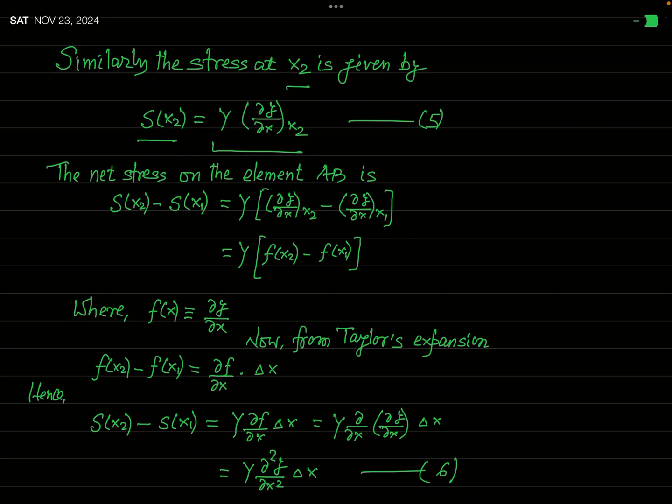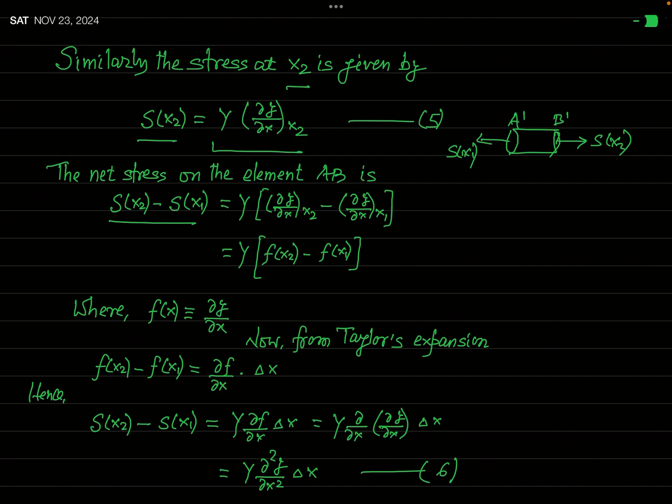So now, as you can see, this is our element. This is the A dash section and this is the B dash section. Now this stress S of x2 is acting in this direction and S of x1 in this direction. Okay, so what is the net stress acting on this element? This will be simply Sx2 minus Sx1.